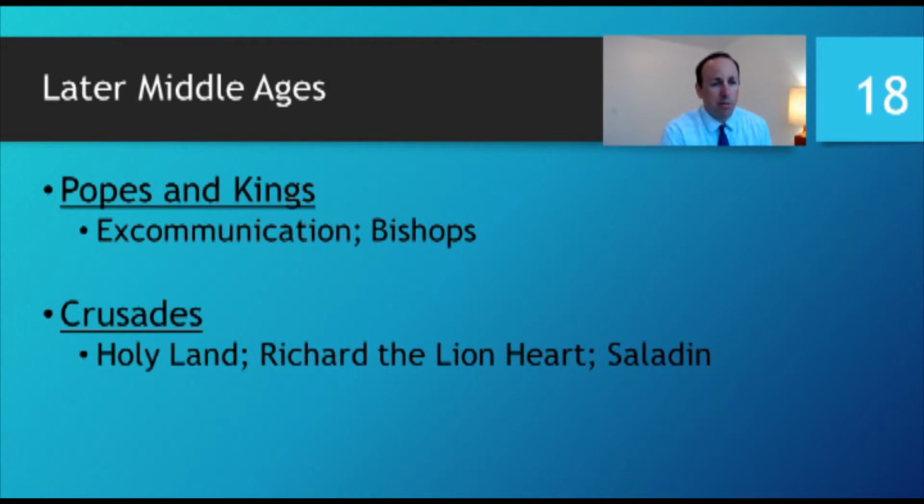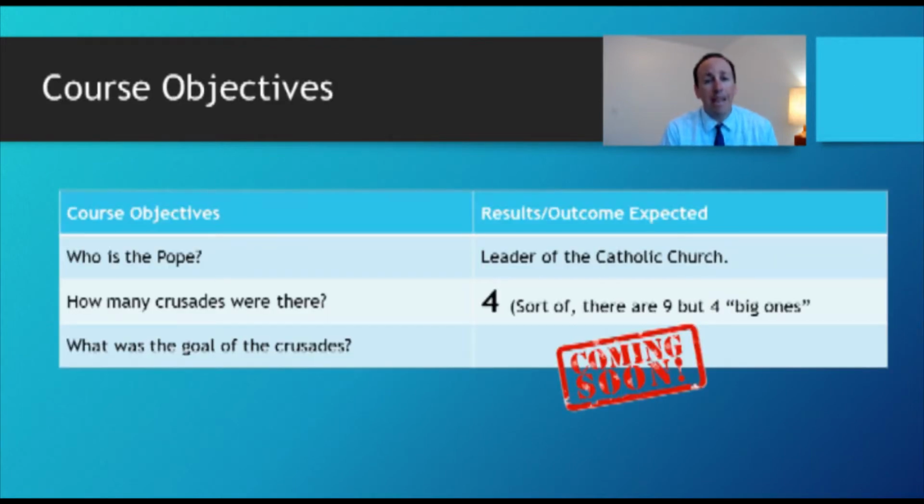Here we go. Course objectives are: who is the Pope? He is the leader of the Catholic Church. At this time, there really is only one church. It hasn't split. What's going to happen is the Catholic Church is going to split into the Eastern Orthodox and then the Catholic Church. Then the Catholic Church itself will split into Catholics and Protestants. Then Protestants will split, and then those will split, and so on and so forth until you have a plethora of denominations like we have today.